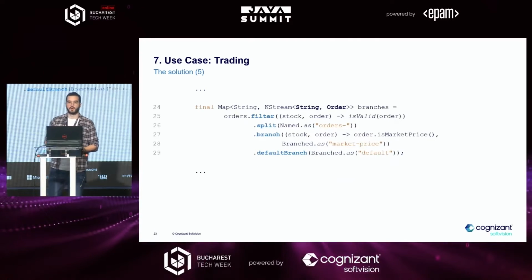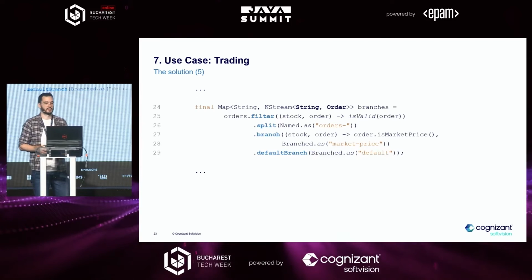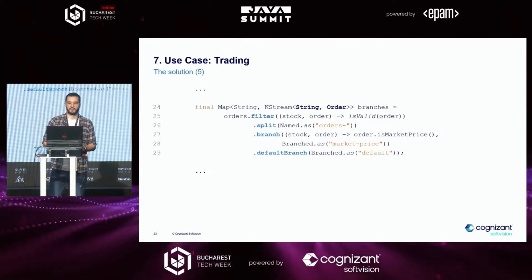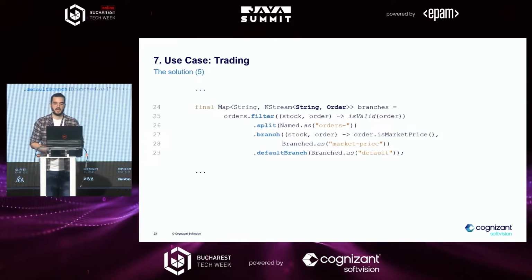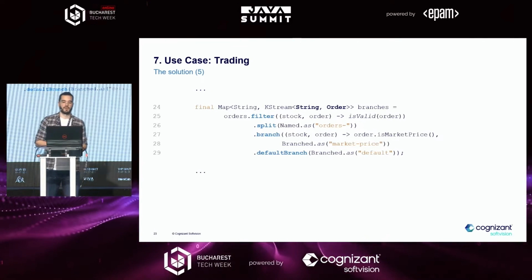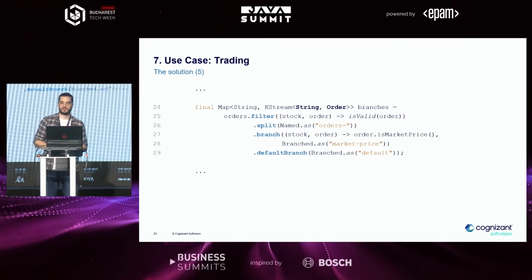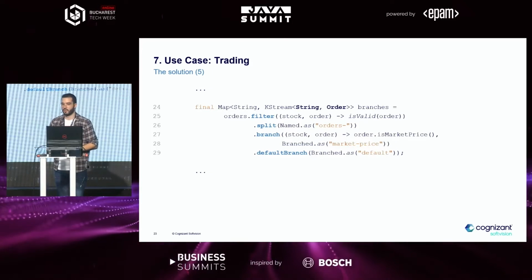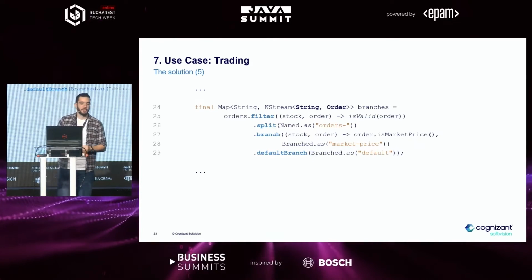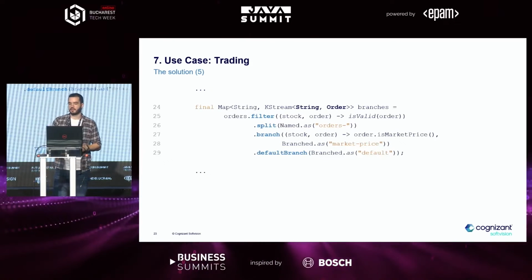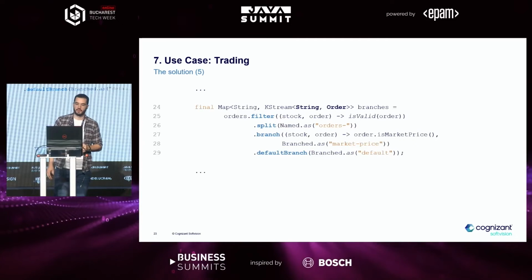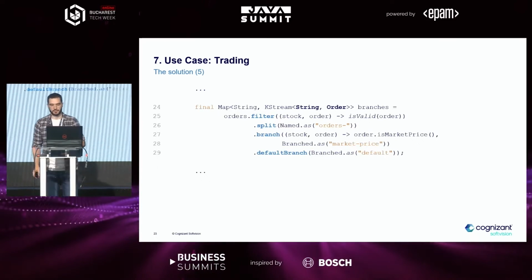First, we filter for invalid orders, then we split the stream and set a prefix for the branch's name. In this case, it will be orders. After that, we create a branch based on the market price flag using a predicate to separate the orders and, of course, set a name for the branch. And in the end, setting the default branch where the other orders will go into.